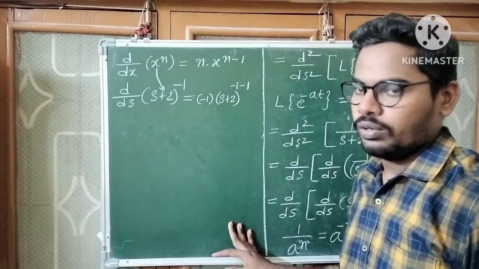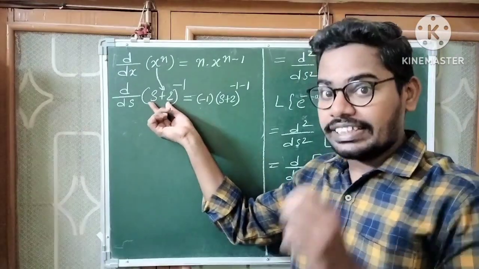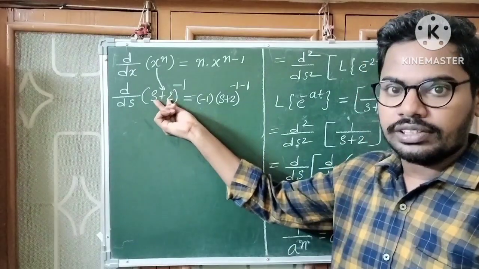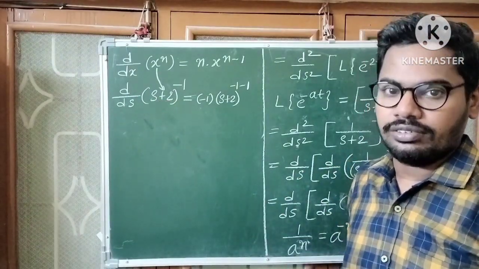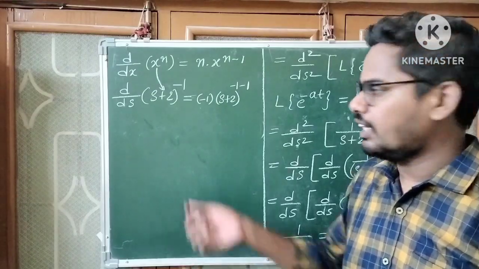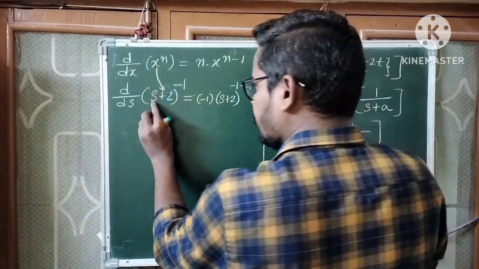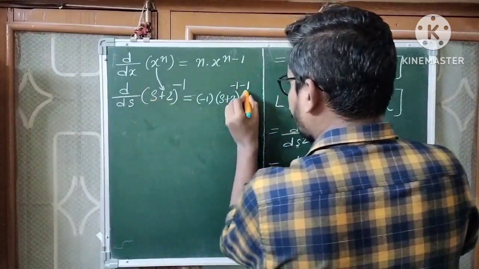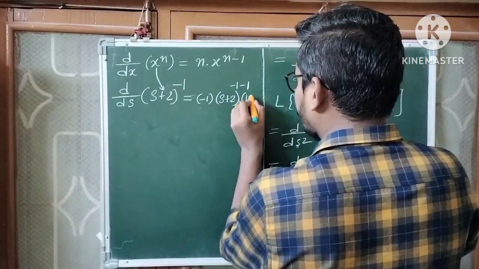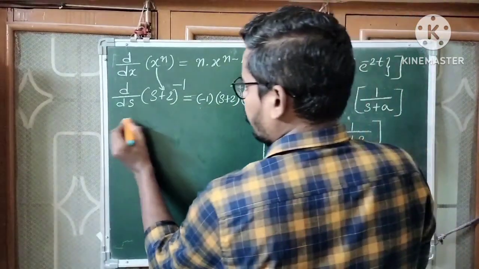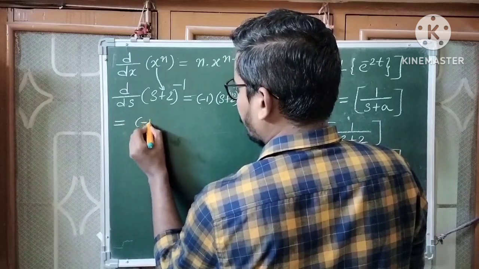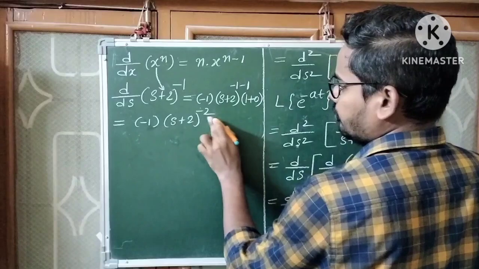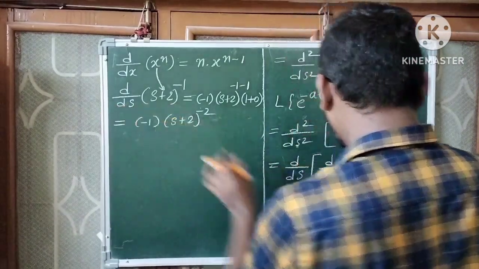Is it completed? No, because here we do not have exactly s. We have s plus 2. So we have to apply the internal derivative or chain rule. Informally we can say internal derivative. So internal derivative means we have to find the derivative of s plus 2. Derivative of s is 1, derivative of constant is 0. Now what is the answer? Minus 1 into s plus 2 whole power minus 2. This is the first derivative of this function.